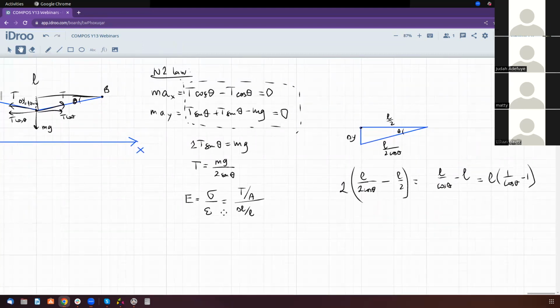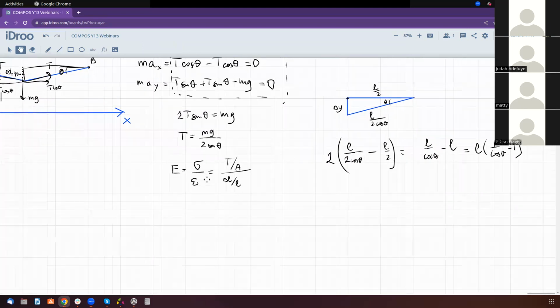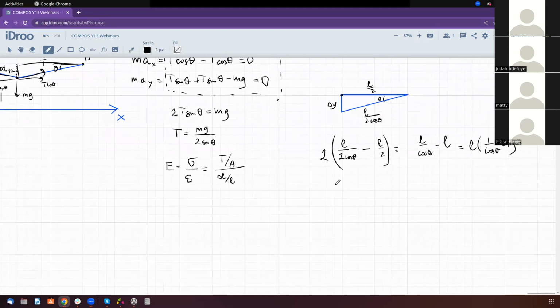That's the extension, original length. So the strain on the wire is delta L divided by L, which is 1 over cos theta minus 1, which is (1 minus cos theta) over cos theta. And stress is that. Okay, that's fine.